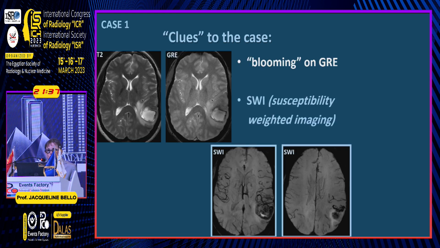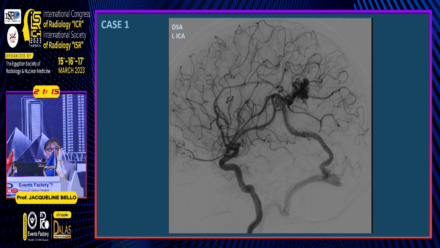So what were the clues to this case? There was blooming on the gradient image, as you see, top image on the right. And I didn't show you the susceptibility images on the lower portion of the screen, but you might appreciate both the susceptibility and prominent vessels. Here's the angiogram demonstrating the cause of that hematoma, and you see an AVM supplied by the middle cerebral artery and being drained by the vein of Labbe.